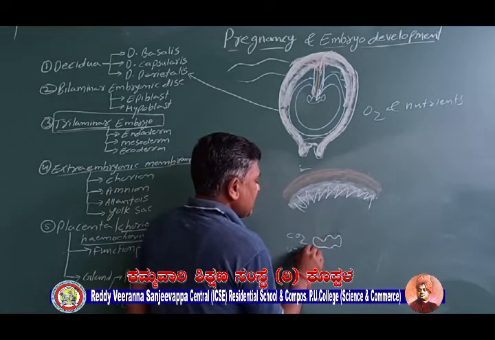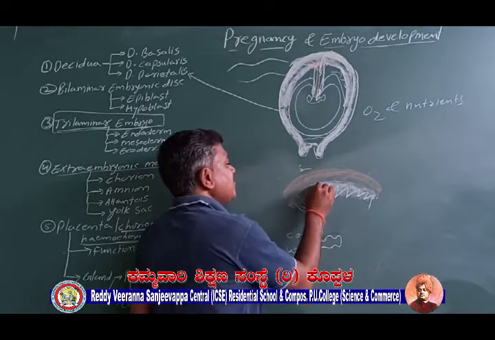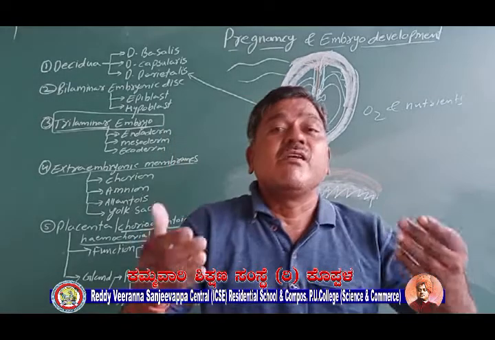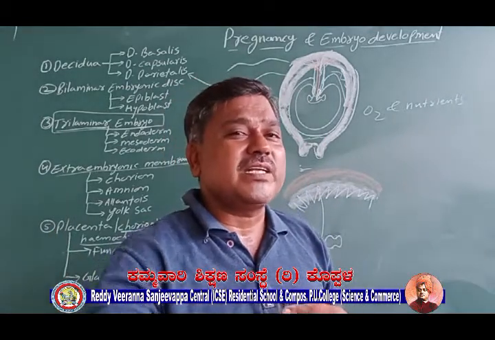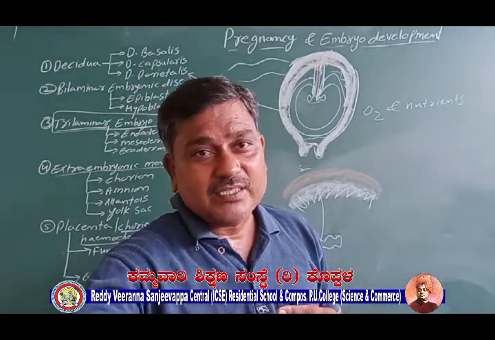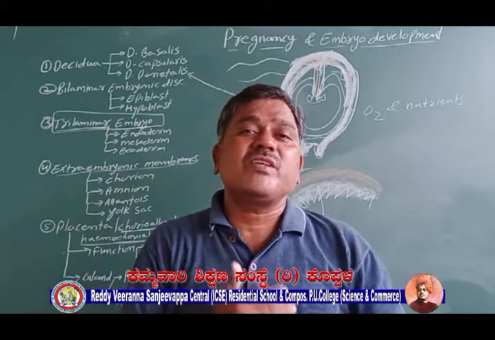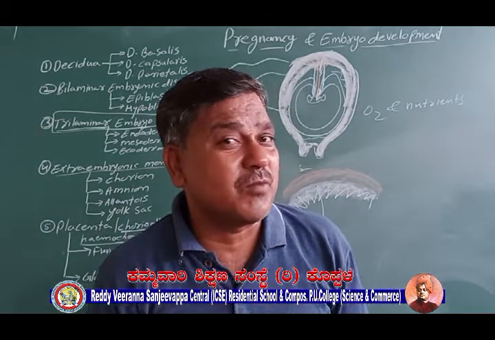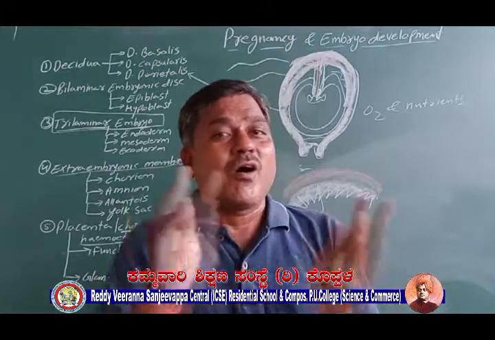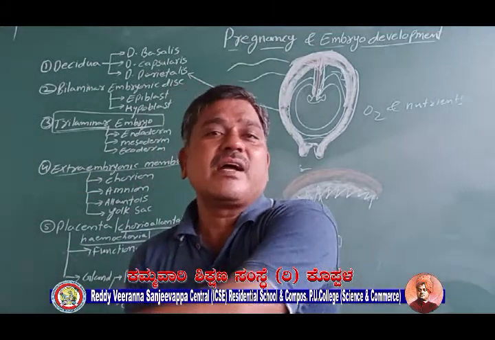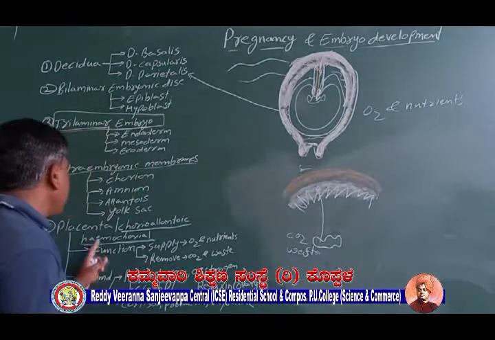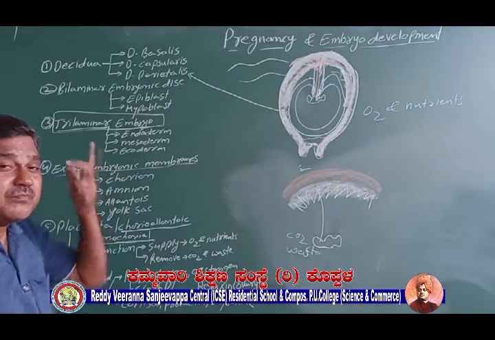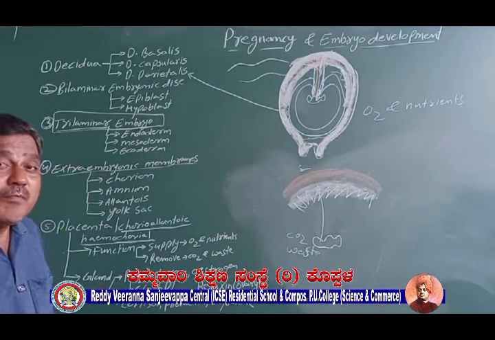Oxygen and nutrients are supplied to the fetus, and whatever waste material is formed, that is carbon dioxide, CO2, and nitrogenous waste, is transported to the mother. That means from the mother, oxygen and nutrients are supplied to the fetus, and from the fetus, carbon dioxide and nitrogenous waste are supplied to the mother's blood. So through blood, oxygen and nutrients are supplied and carbon dioxide and waste are removed. This is the main function of the placenta.